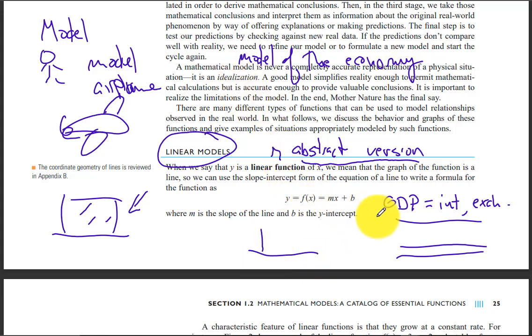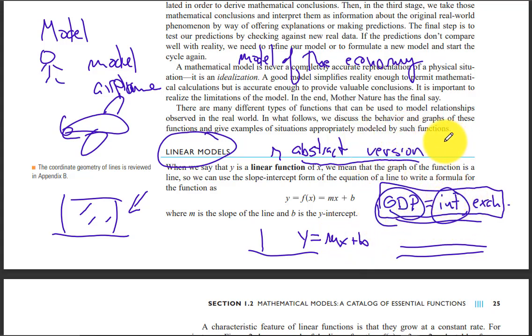So we might have a mathematical model of the economy, and it might include some kind of linear relationship. So maybe the GDP is linearly related to interest rates. Maybe it would be GDP equals M times the interest rate plus B, where B is a constant and M is a constant. So that would be a linear model. We've talked about linear equations, and so we can talk about linear models.